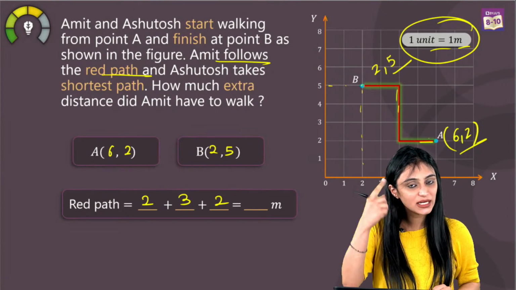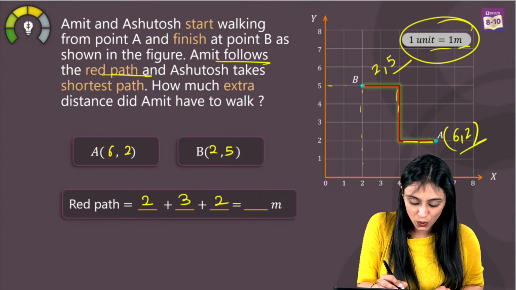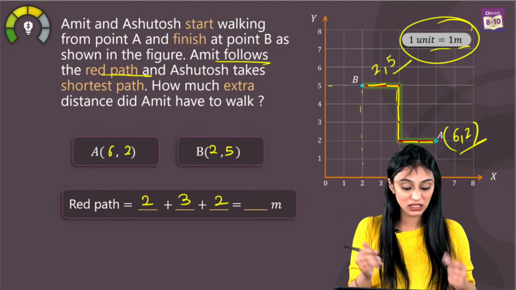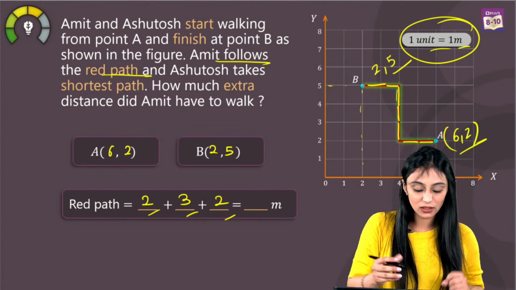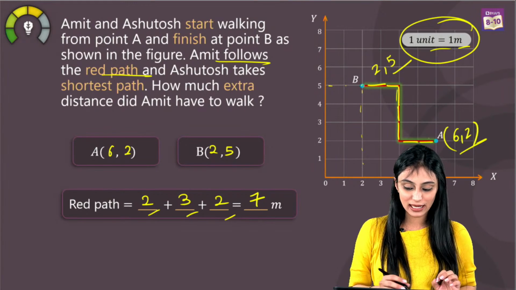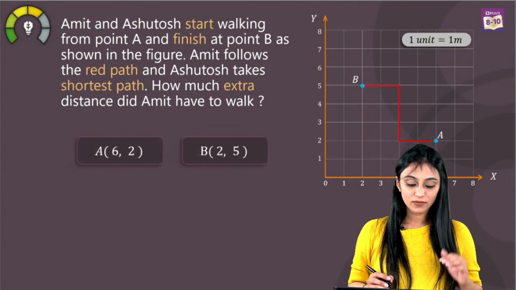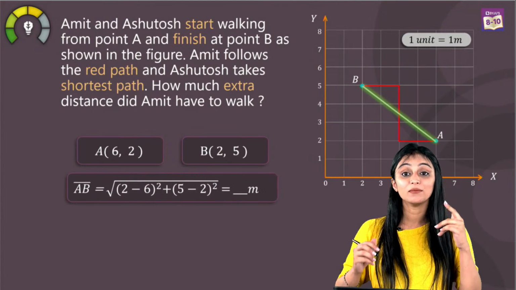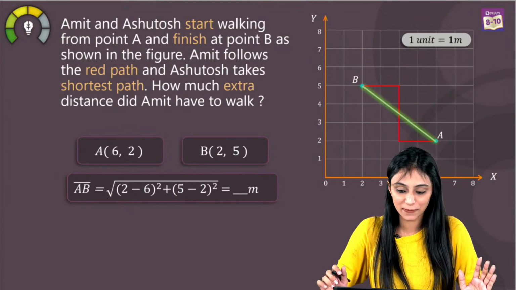So 1 unit is representing 1 meter. So 1, 2, 3, 4, 5, 6, 7. In all, 7 meters. I have just written them in a segregated way, right? Once you add them up, you get 7 meters. Now the distance covered by Ashutosh, you said, ma'am, the shortest distance would be AB, right?